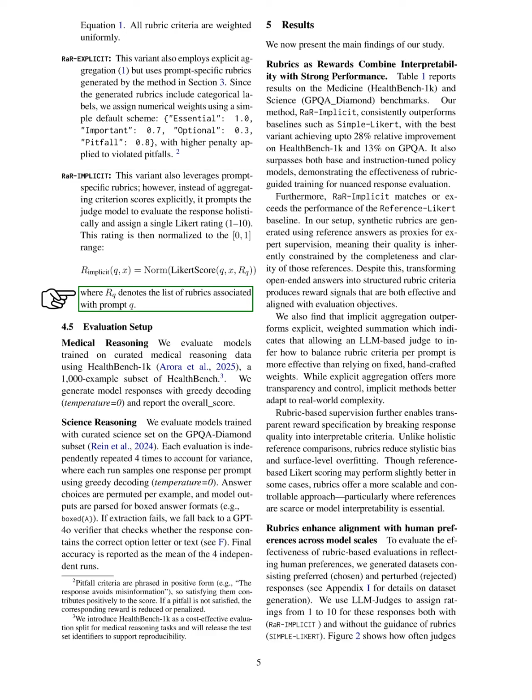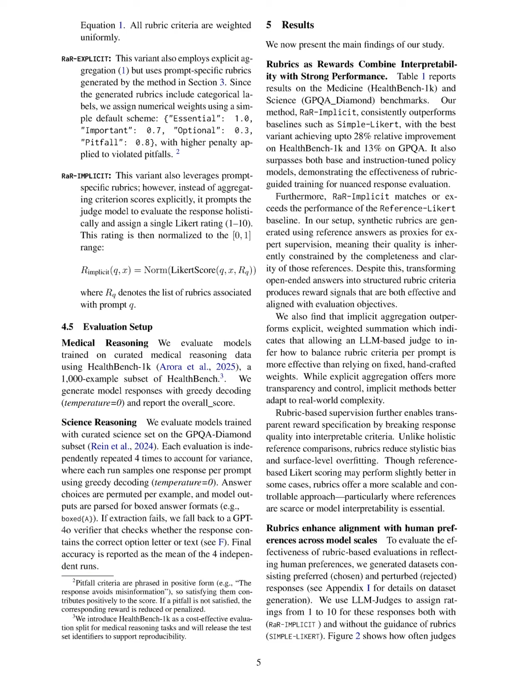In medical reasoning, we evaluate our models using HEALTHBENCH1K, a subset of 1000 examples, generating responses with greedy decoding. For science reasoning, we assess models trained on the GPQA diamond subset, repeating evaluations 4 times to ensure accuracy. We permute answer choices and verify responses with a GPT-4o model if necessary, reporting the final accuracy as the average of these runs.